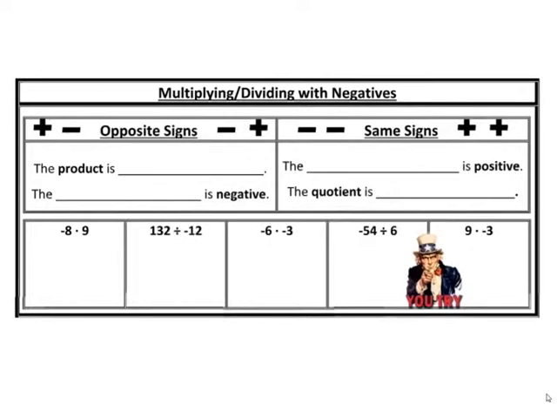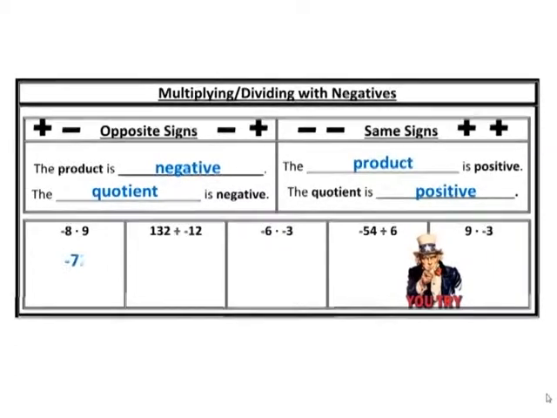When you're multiplying or dividing with negatives, if they're opposite signs, the product is always negative. If they are opposite signs, the quotient is negative. Same signs, the product is always positive, the quotient is always positive. For example, negative 8 times positive 9, they're opposite signs. Use any method you can and you'll get negative 72. Opposite signs for 132 divided by negative 12. Opposite signs means negative answer.